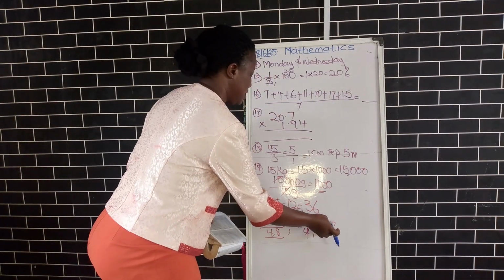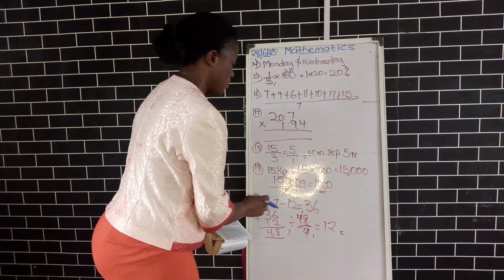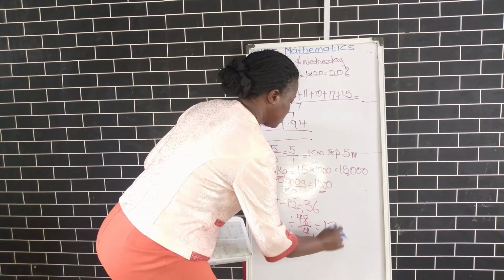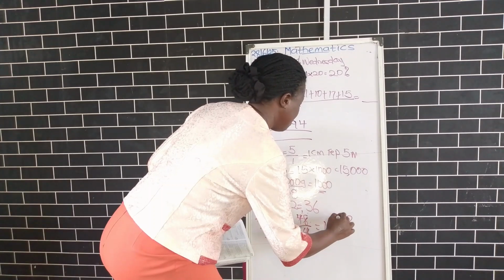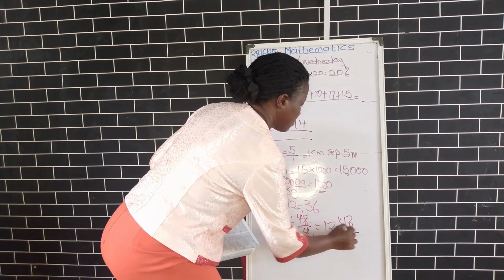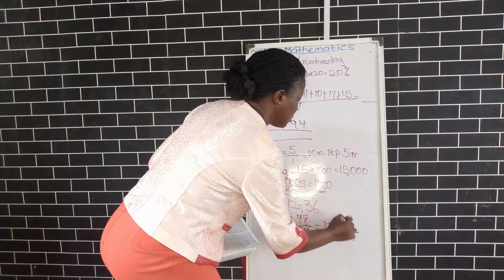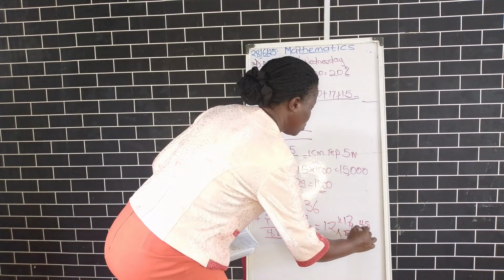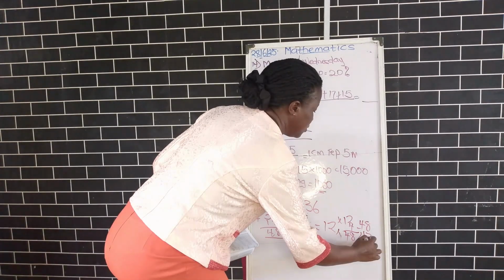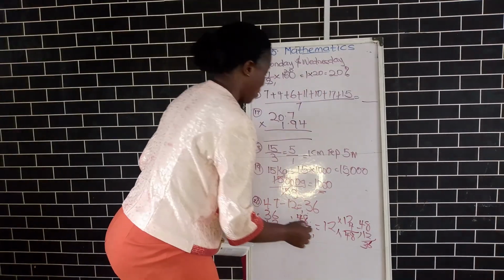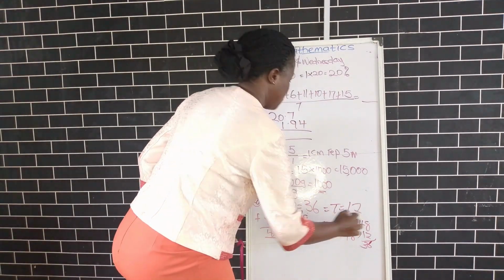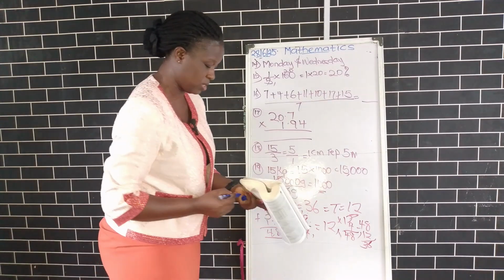So if you have this, that will be 12 times 4 minus 12 is equal to b. So let's cross check. That will be 12 times 4, which is 48, minus 12, and that gives us 36. So our answer there is t is equal to 12. That's our final answer in that question.